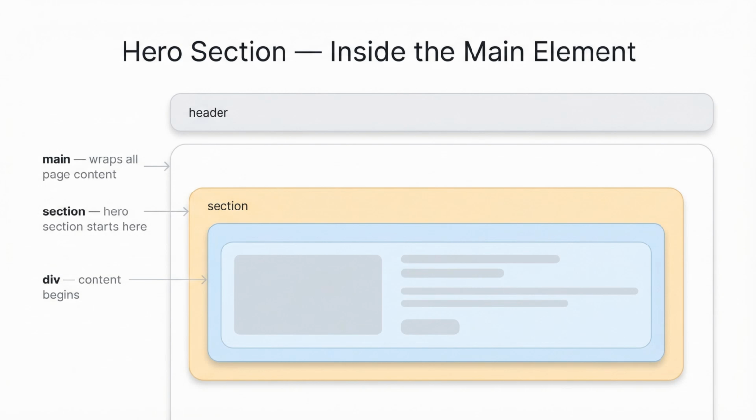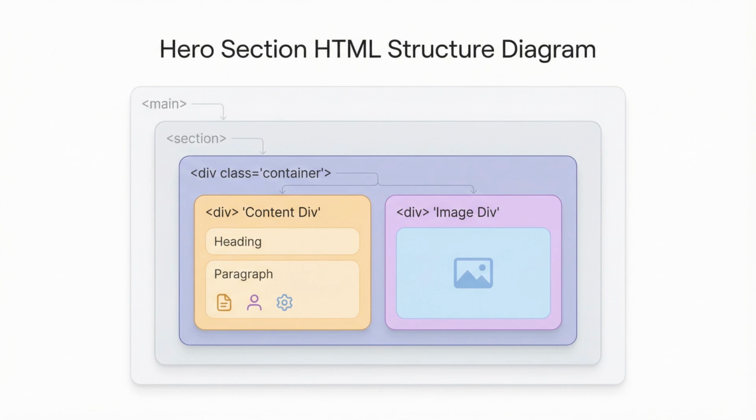With the header complete, the next part of the page is the hero section, which lives inside the main element. All the primary page content goes inside main. The hero section starts with a section tag, and inside that section, a div begins the actual content. The container class on this div is what gives the consistent side padding you see across the header and hero section alike.